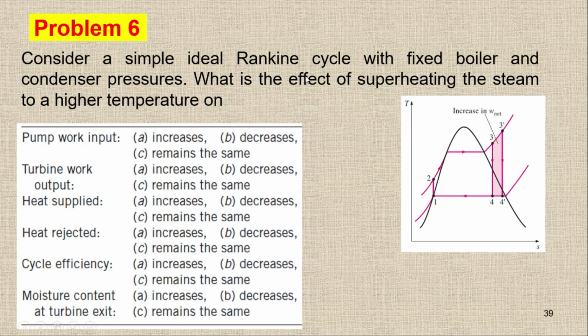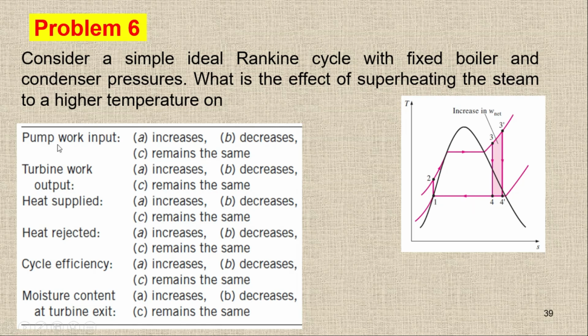We have the TS diagram, we have the initial cycle, which comprises the processes from 1 to 2, 2 to 3, 3 to 4, and 4 to 1. And when you superheat the steam, you will get 1 to 2, then 2 to 3 dash, and then 3 dash to 4 dash, and then 4 dash to 1.